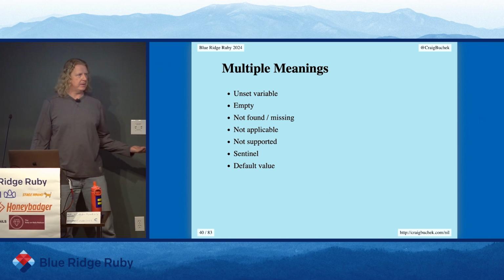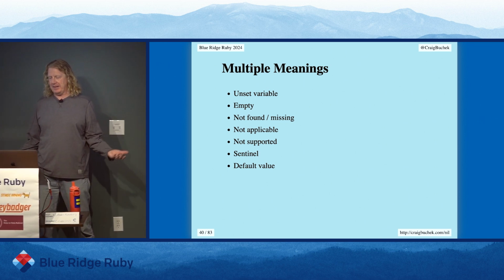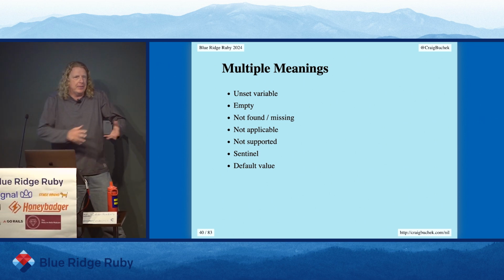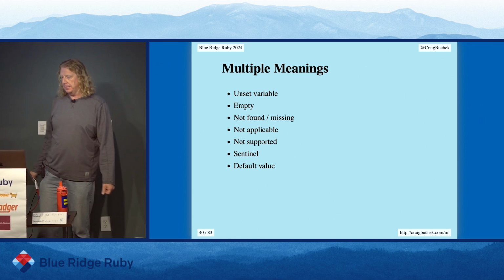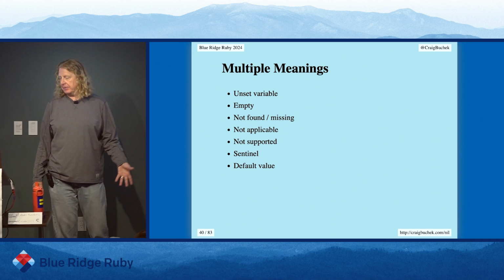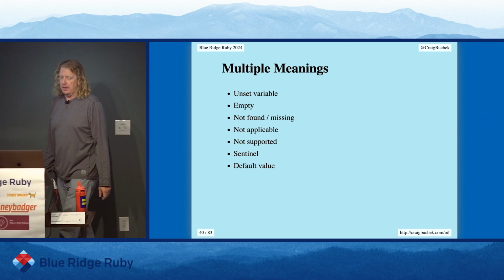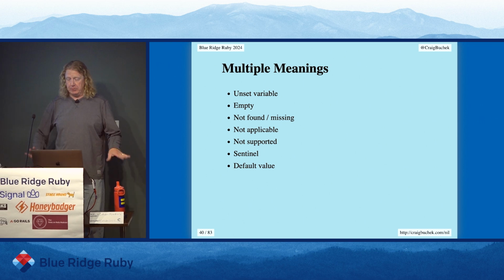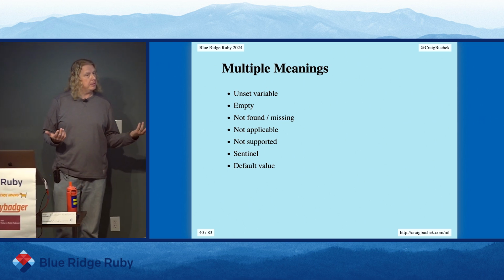I talked about unset instance variables. We pretty much just have to deal with that one. We get the nil, we deal with it. A lot of times we'll use nil to mean empty. I've got an easy fix for that one. That's usually pretty easy. If nil represents a missing value, we might replace it with an empty string or an empty array.